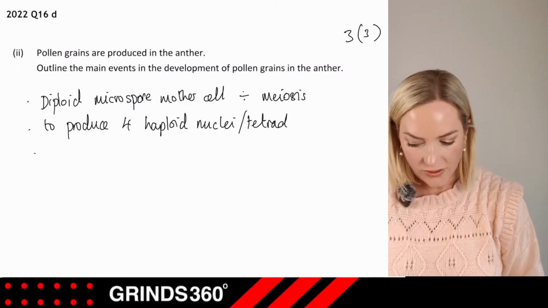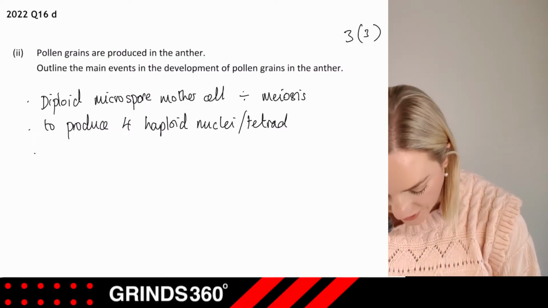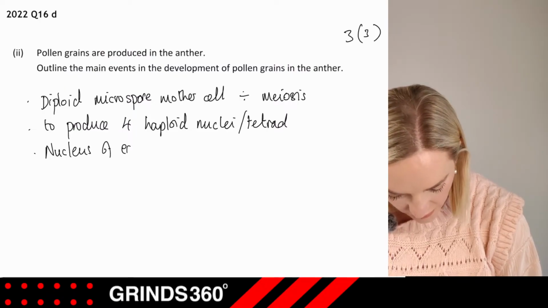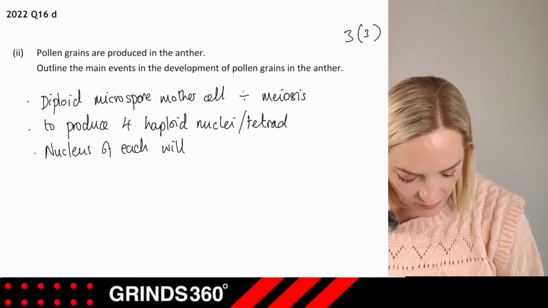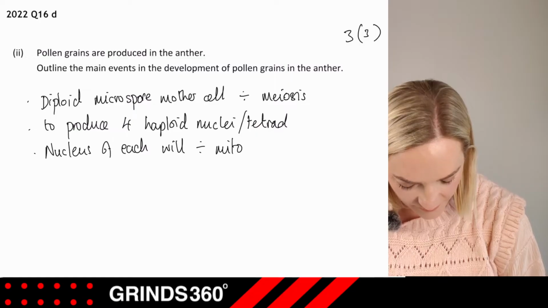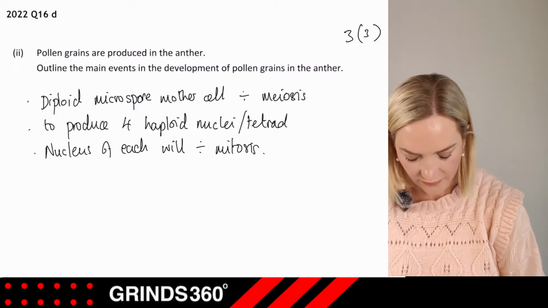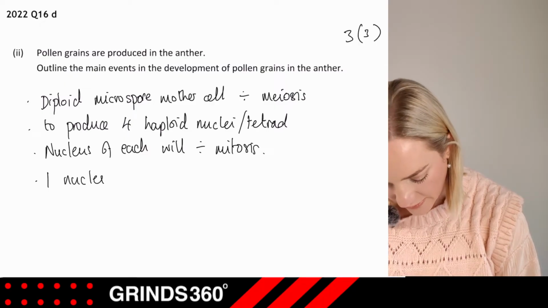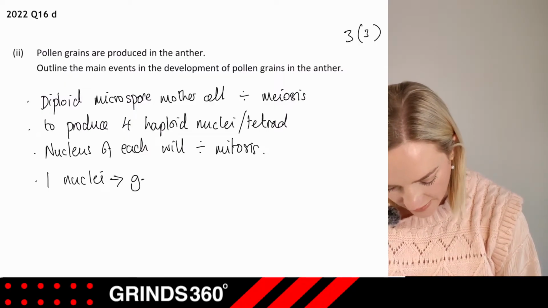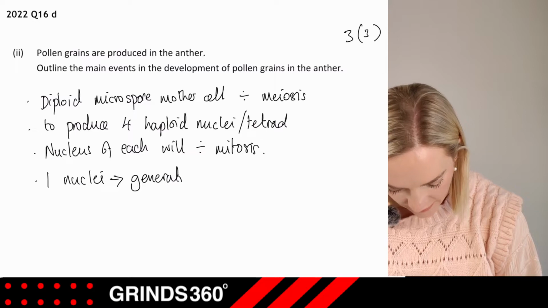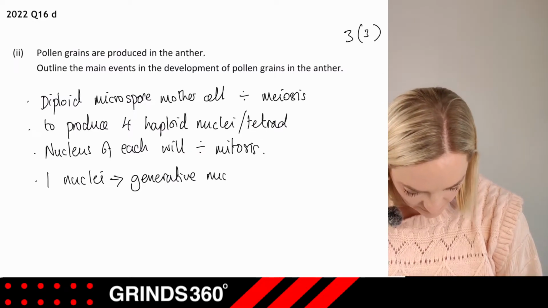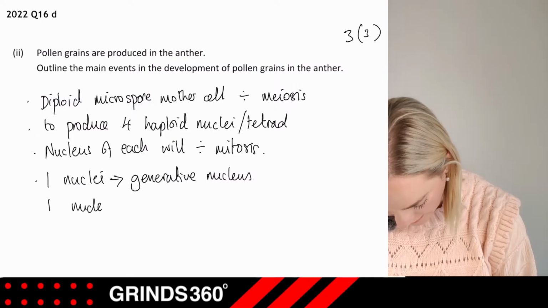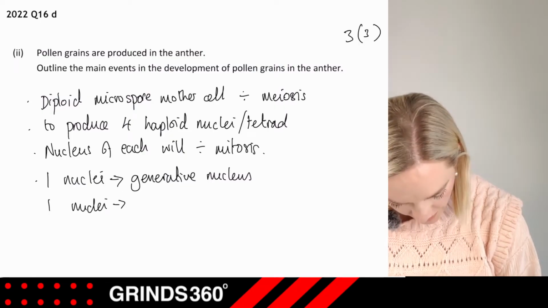Okay, so the nucleus of each will divide by mitosis. One nucleus is the generative nucleus. The other nucleus is our tube nucleus.